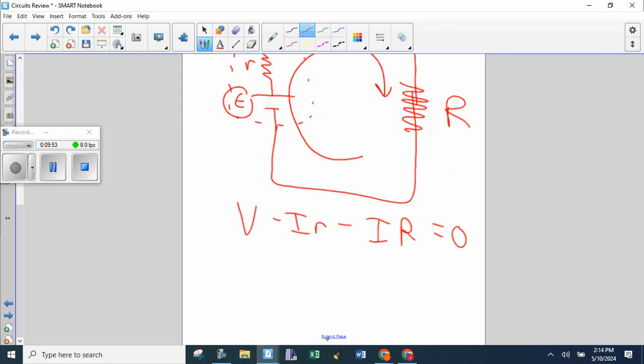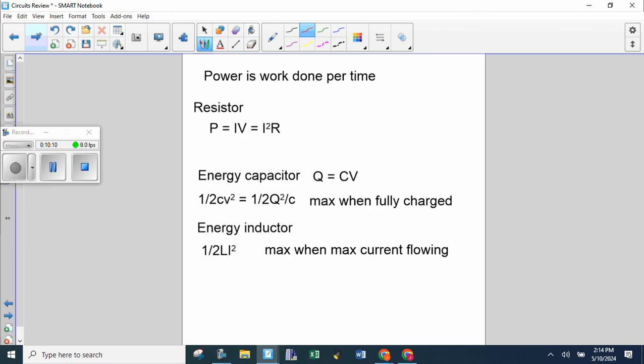So I might do something like this: V minus I times R plus R. But guess what that is right there? That's the equivalent resistance of two resistors in series. We feel okay with that? All right. Cool.